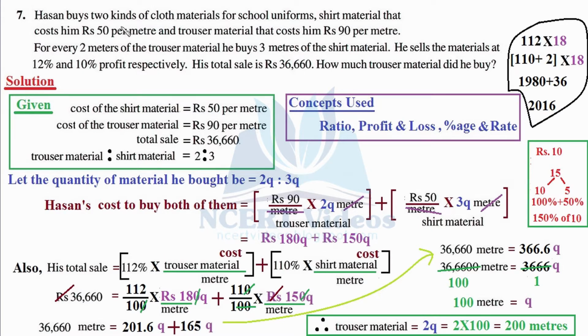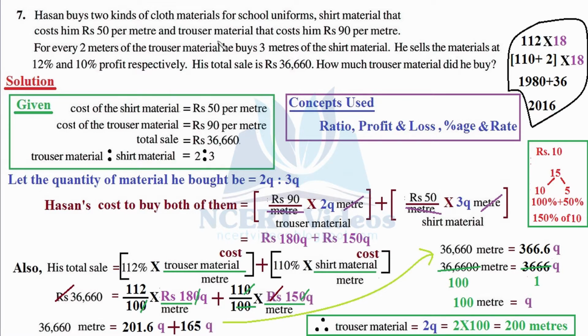Whenever we are dealing with buying stuff, that corresponds to some value in respect to some quantity. So here it says 50 per meter. That is, for every meter he spends rupees 50. And for trouser material, for every meter he gives rupees 90. So the rate concept is being used here.